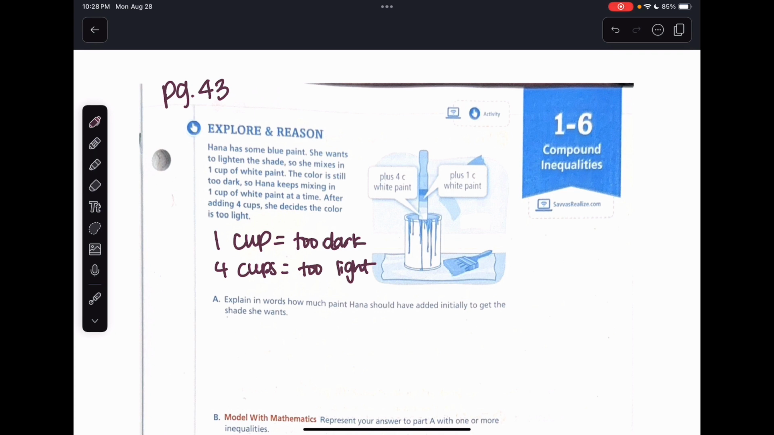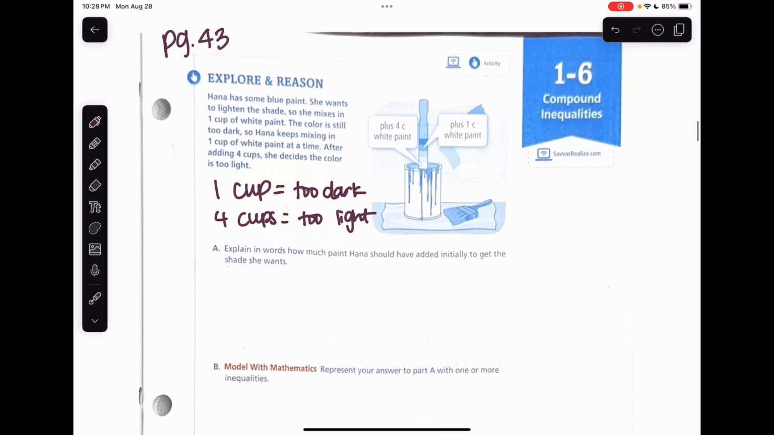Part A says, explain in words how much paint Hannah should add or should have added initially to get the shade she wants. So if 1 cup is too dark and 4 cups is too light, then she's going to need between 1 and 4 cups. Okay, so that's where we've gotten. So we actually just put that on our paper.